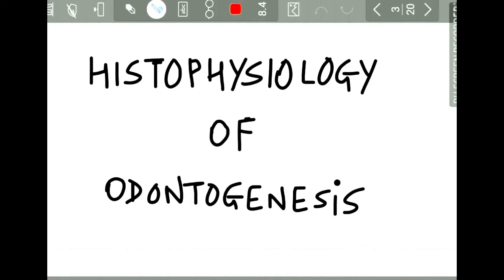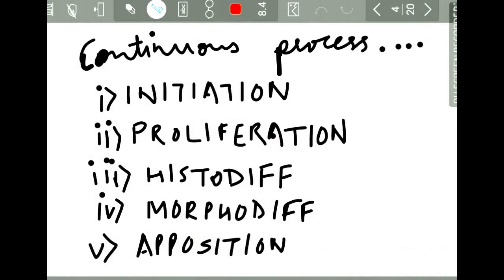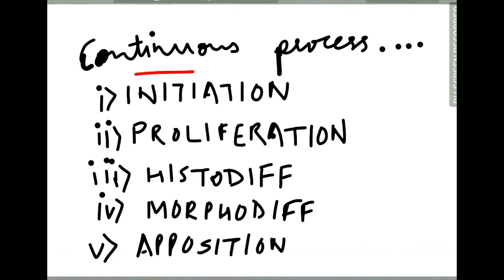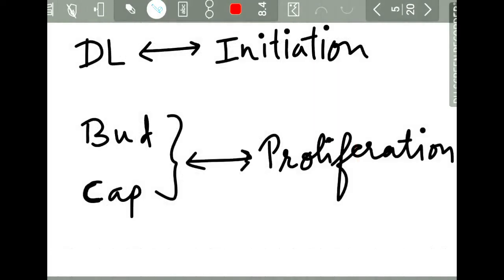So without any further delay, let's begin with today's topic, which is the histophysiology of odontogenesis or the development of tooth. So first remember that the process of odontogenesis is not a momentary event. It is a continuous process. This continuous process involves these events. These are initiation, proliferation, histodifferentiation, morphodifferentiation, and apposition.